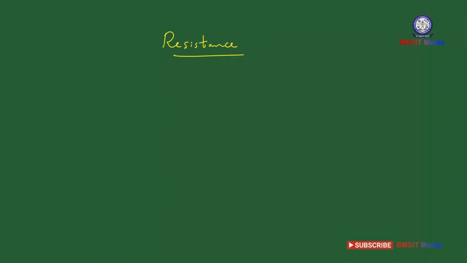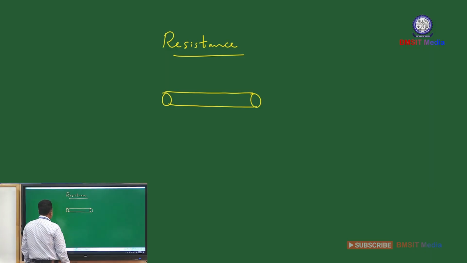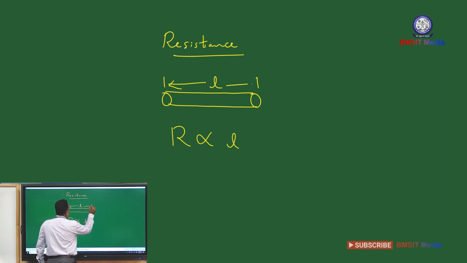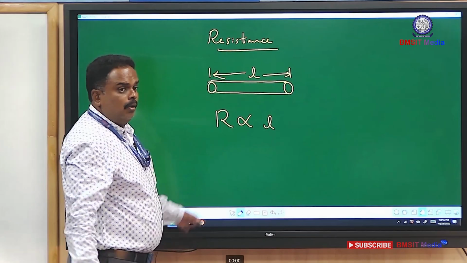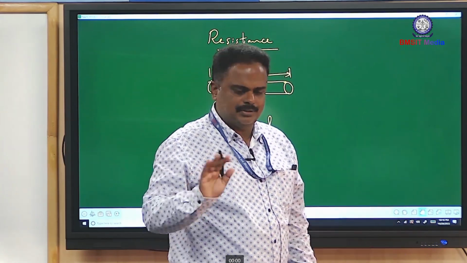Okay, so this R, if you take a conductor like this, it can have a circular cross section or square or rectangular, whatever it is. The resistance of this conductor is directly proportional to the length. This conductor has some length. Directly proportional to length means what? More the length, more will be the resistance. Lesser the length, lesser will be the resistance.